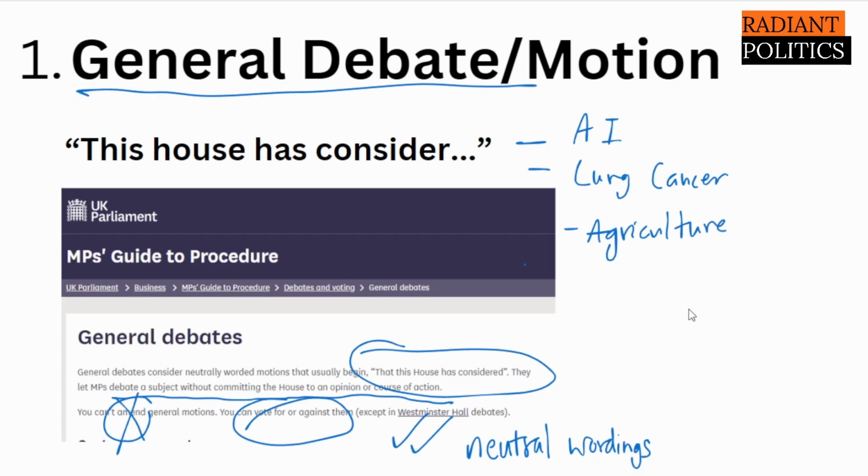During the debate, since it is a general motion, let's say MPs are debating the motion that this House has considered AI. MPs can talk for the use of AI, other MPs can talk against the use of AI, and other MPs can talk about both pros and cons.